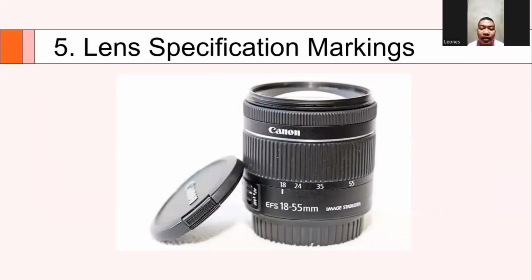Next is the lens specification markings. Numbers with millimeters are called the focal length. A focal length range will have two numbers separated by a dash. For example, the lens stamp 18 to 55 mm. It means that the focal length is a fixed 55 mm lens.